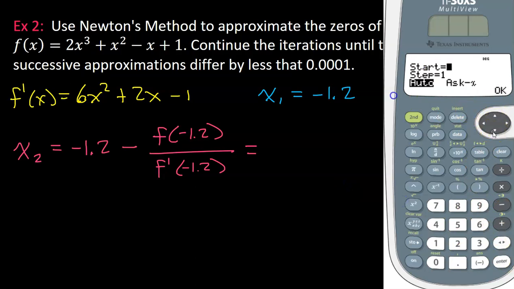I'm going to leave this on Ask X mode instead of auto. So all you have to do is type in your first guess and it will tell you the next guess. So I'm going to type in my -1.2 and it's telling me that my next guess will be -1.235114.